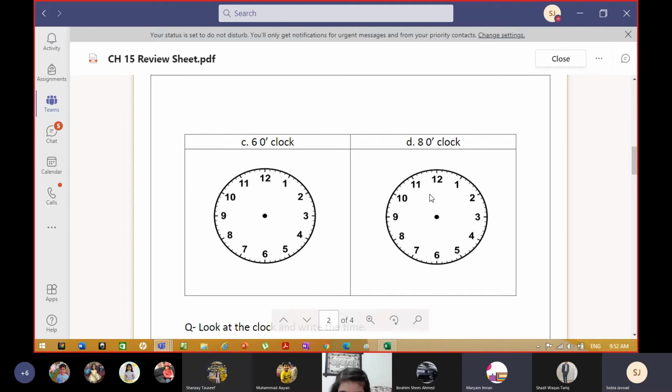Let's draw the time on these clocks, 6 o'clock or 8 o'clock. Okay, Mariam, I told you that during the break you have to go to the toilet. Okay, go quickly and come back. Hurry up, beta. Let's draw the clock to show the time 6 o'clock, 8 o'clock.